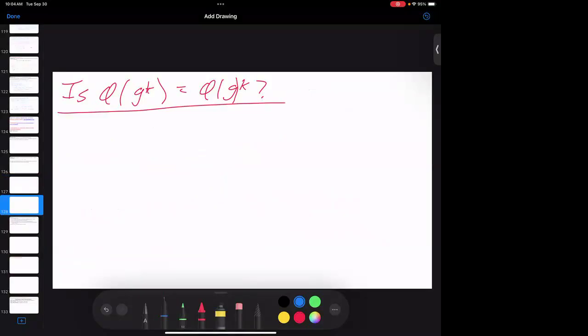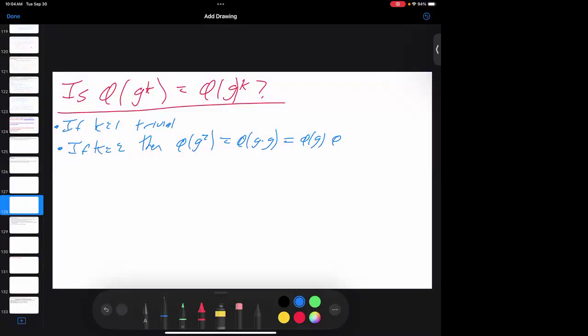1. If k equals 1, it's trivial. Building on that success, what's the next value of k? 2. If k equals 2, then phi of g squared is phi of g times g, which is phi of g times phi of g. In this step, why is that step true? Why is phi of g times g equal to phi of g times phi of g?